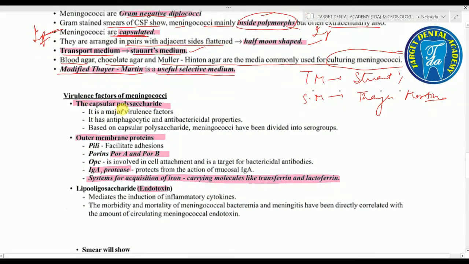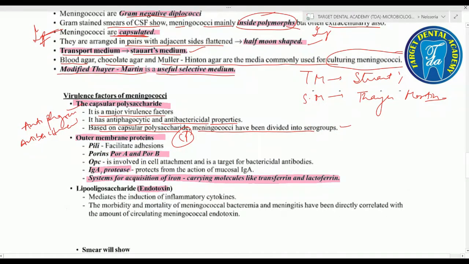Now coming to the virulence factors of the meningococci. Number one is the capsular polysaccharide, because it is capsulated. It is a major virulence factor. It has anti-phagocytic and anti-bactericidal properties, and based on the capsular polysaccharide, meningococci have been divided into serogroups.